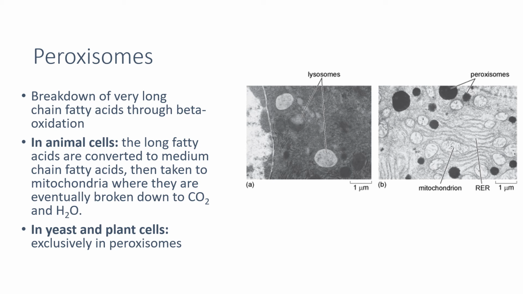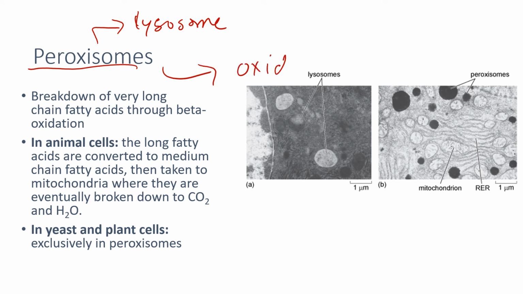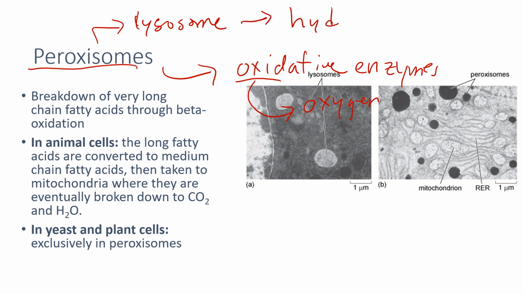The last organelle we're going to talk about is the peroxisome, which is kind of like the lysosome because they both contain enzymes. Peroxisomes contain oxidative enzymes, which means they require, kind of by the name, oxygen. Lysosomes contain hydrolytic enzymes.